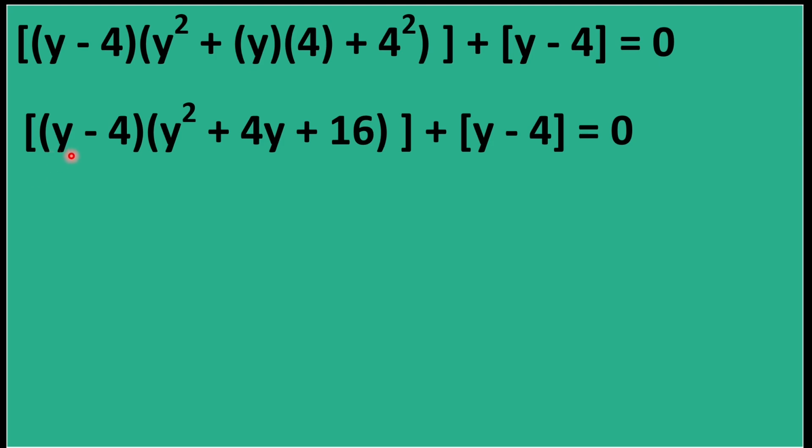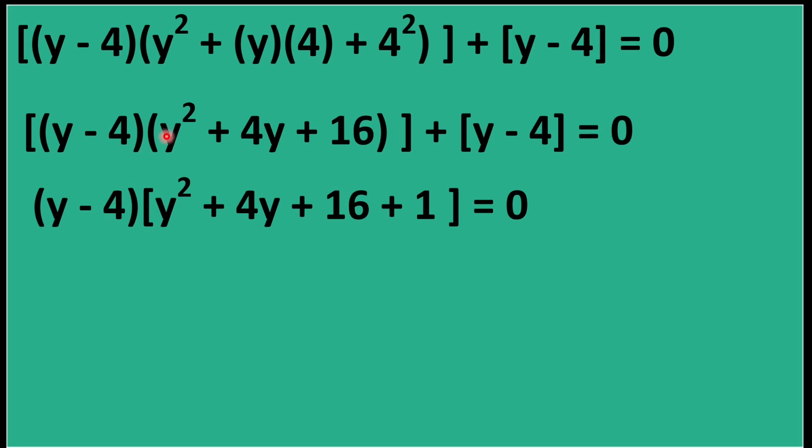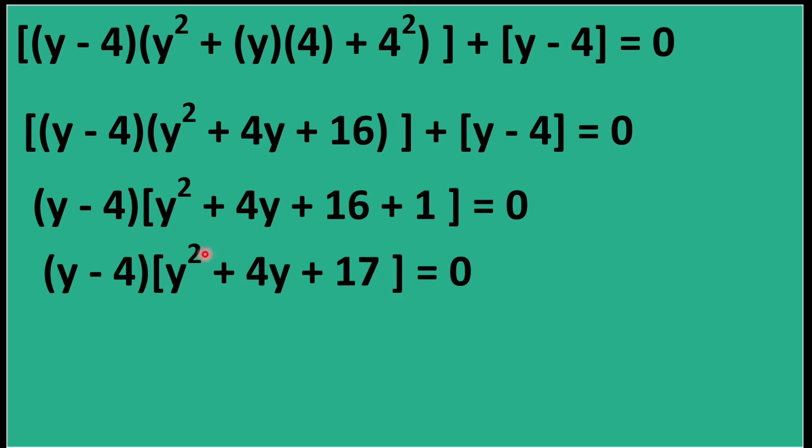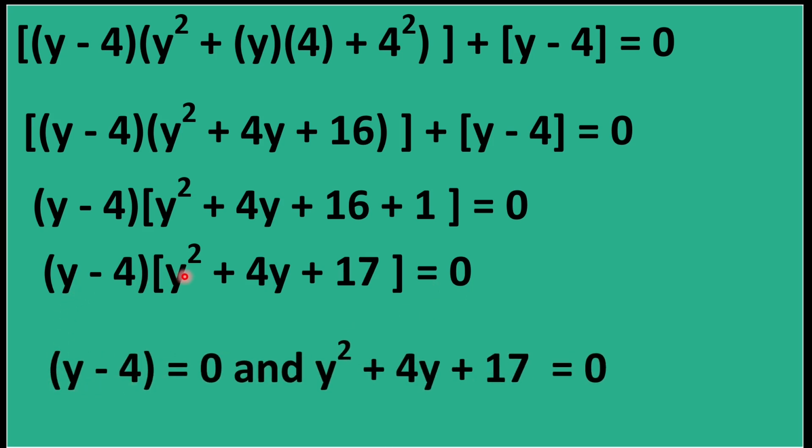Now here in this single value and this value, we have y minus 4 is common, so we will take this y minus 4 common over here. So this will become y square plus 4y plus 16, and here we have taken y minus 4 common, so the remaining term will be 1 over here, so plus 1, which is equal to 0. Now this equation will become y minus 4 into y square plus 4y plus 16 plus 1, and 16 plus 1 equal to 17, which is equal to 0. And now we will compare these two factors with 0. So y minus 4 equal to 0, and y square plus 4y plus 17 equal to 0.